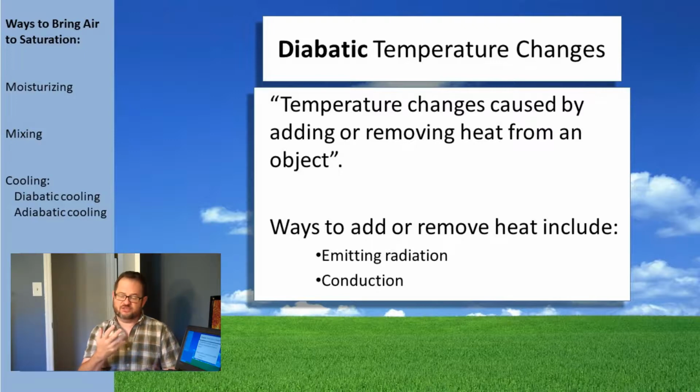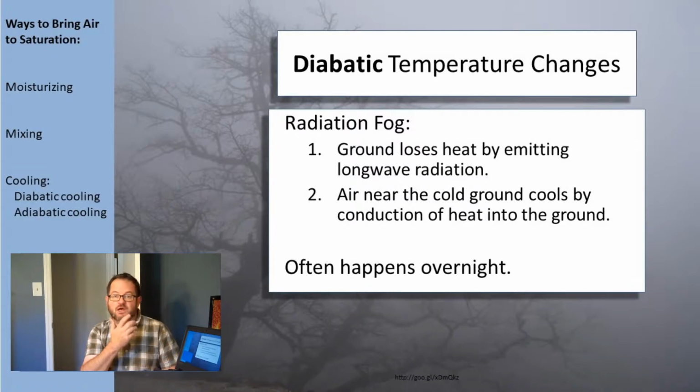This can be done by any of those kind of processes that we learned about back in the first module of the course. Things like emitting or absorbing radiation. Energy is actually being put into the object. That is a diabatic temperature change. Conduction. Remember, like when you put something cool onto a hot burner, when things are touching and heat is moving from the hotter object into the colder object. That is a diabatic temperature change. And diabatic temperature changes happen in the atmosphere.